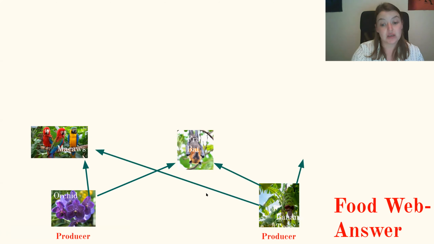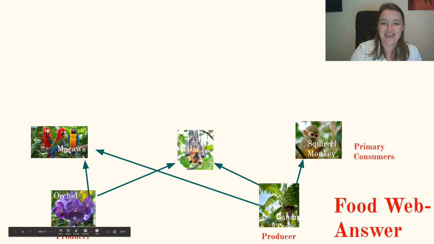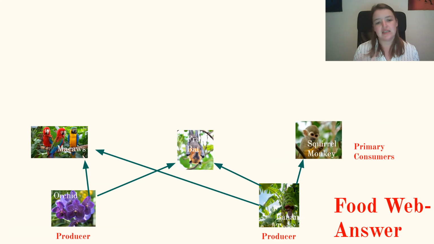The banana tree also is consumed by the macaws, the fruit bat, and the squirrel monkey. The squirrel monkey does not consume the orchid. See our complicated web already beginning. These three animals are all primary consumers. They are eating the producers. They aren't eating other animals, they are eating the producers.